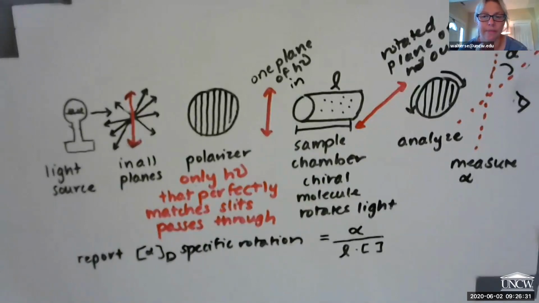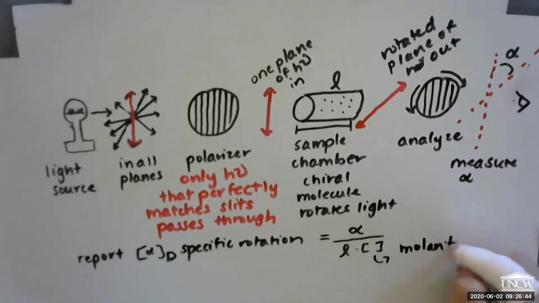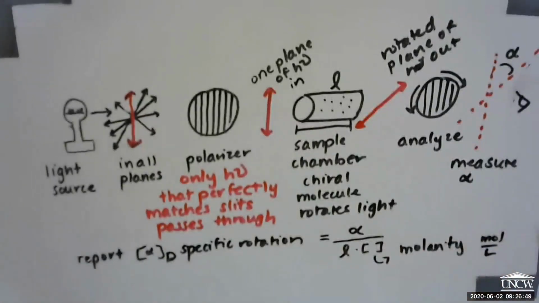Questions about how that instrument works? What was the value in the brackets again? This is concentration. Square brackets means molarity. Okay, thank you. Yeah, which is moles over liter. Any other questions about this diagram? Okay.